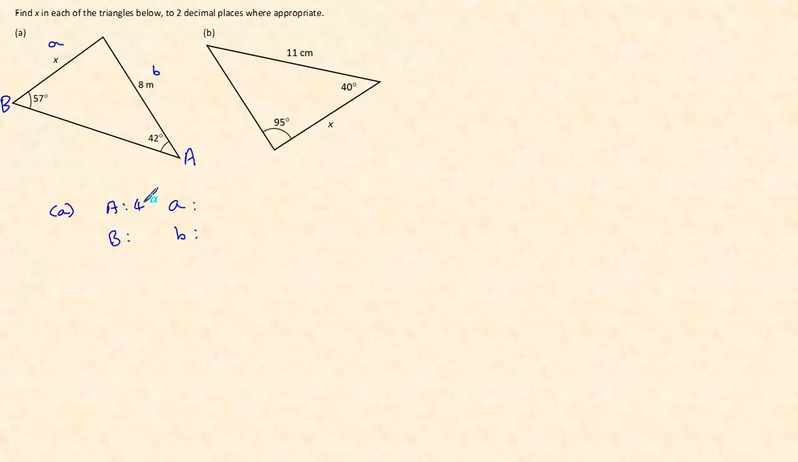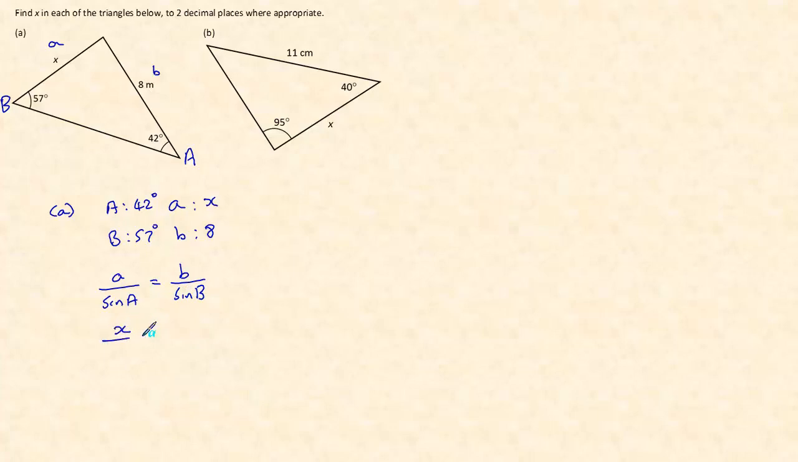So I know that this is 42 degrees. This is what we're trying to find. This is 57 degrees. We know this, so we know a complete row, and that tells us that I'm going to use the sine rule. So I'm going to use A over sine A is equal to B over sine B.